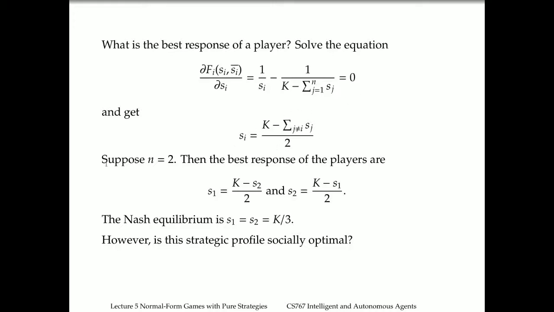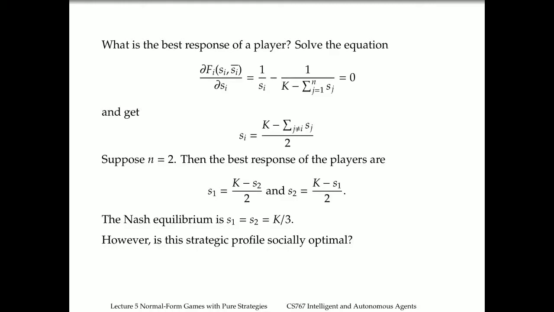So suppose n is just equal to 2, then the best responses of the players are S1 equals K minus S2 divided by 2, and S2 equals K minus S1 divided by 2. And if you solve this set of equations, you get S1 and S2 both equal to K divided by 3. So in the Nash equilibrium, suppose there are only two factories competing, then the players will play the best response to each other at the level of K divided by 3.